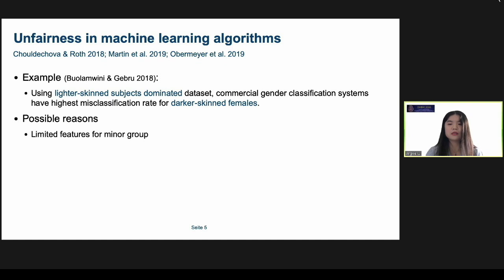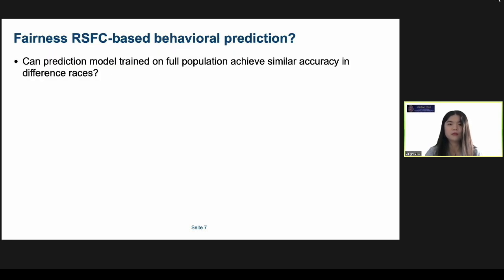There could be many reasons leading to the unfairness of the algorithms. Firstly, it is possible that the model can't learn enough information for the minor group due to the limited sample size. The second reason could be, since the data is dominated by majority population, the algorithm will put more efforts on reducing prediction error of the majority to reach lower values of cost function. And there can be other reasons as well. Hence, in our research area, it is important to explore the question whether the behavior prediction model trained on whole population performs equally well in different subpopulations. Here, we studied that for different reasons.